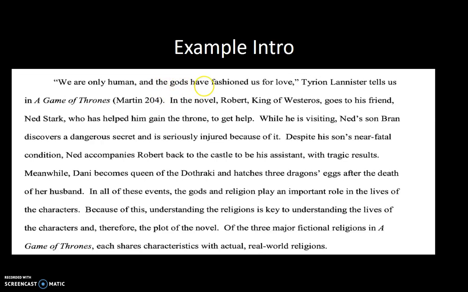So we have our attention getter. Then there is a summary. This is the summary. And here's our transitional sentence. These 2 sentences are the transitional sentences that get us to the thesis, where this person will be working with more of a compare-contrast type essay. Real-world religions compared to the religions in Game of Thrones.